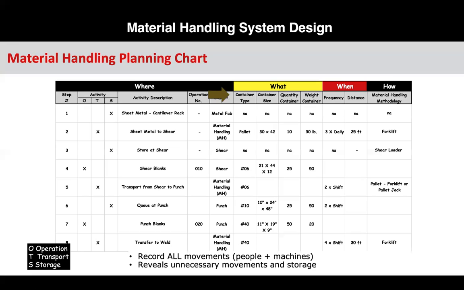Then the next area we cover is the what. What container type? If you can see down here, I've got pallet, number 06, number 10, number 40. All companies should create one. This is a legend of the different containers that you have in your company.